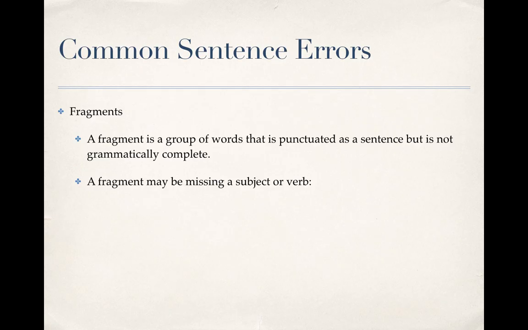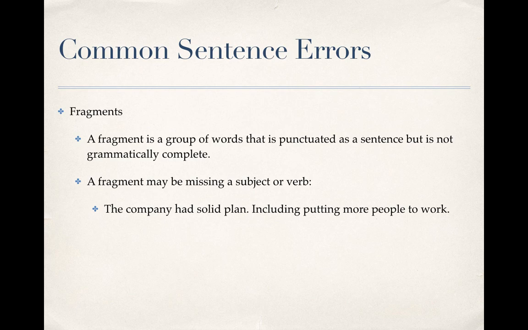So let me give you a couple examples. The company had a solid plan, including putting more people to work. Now I gave you two sentences here because usually fragments happen in the context of your writing. They happen as you're writing your paragraph, and you don't notice that one sentence is incomplete. As you look at this example, I want you to try and identify in your mind which one is the fragment. The company had a solid plan, including putting more people to work. The second sentence is the fragment, including putting more people to work.